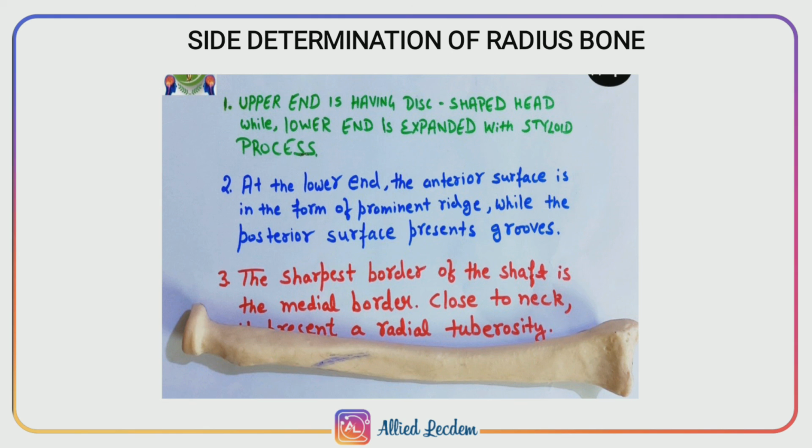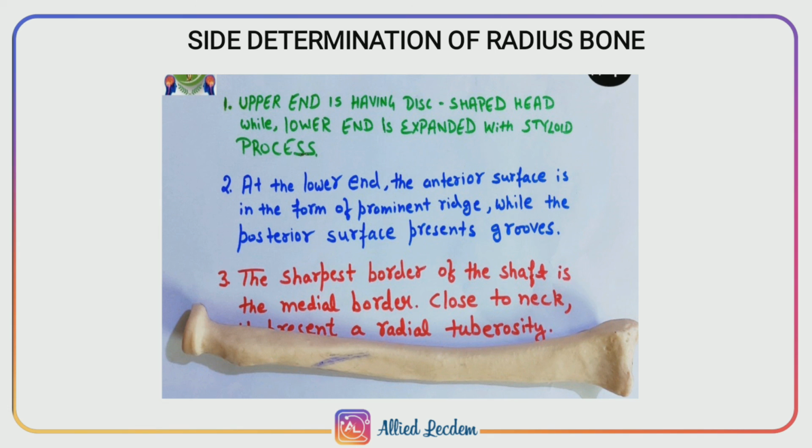Okay, now we will see a short summary of the radius bone. Radius is the lateral bone of the forearm. It is a type of long bone. It divides into 3 parts, that is upper rounded end, shaft, and lower broad end. The parts of the upper end are head, neck and radial tuberosity.